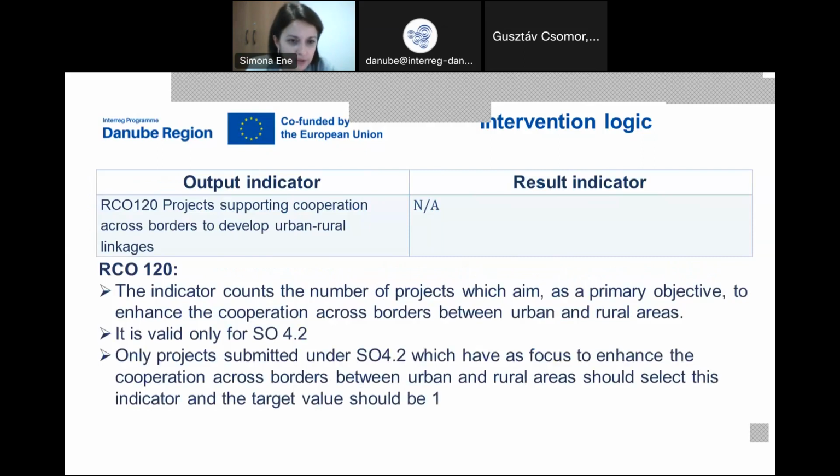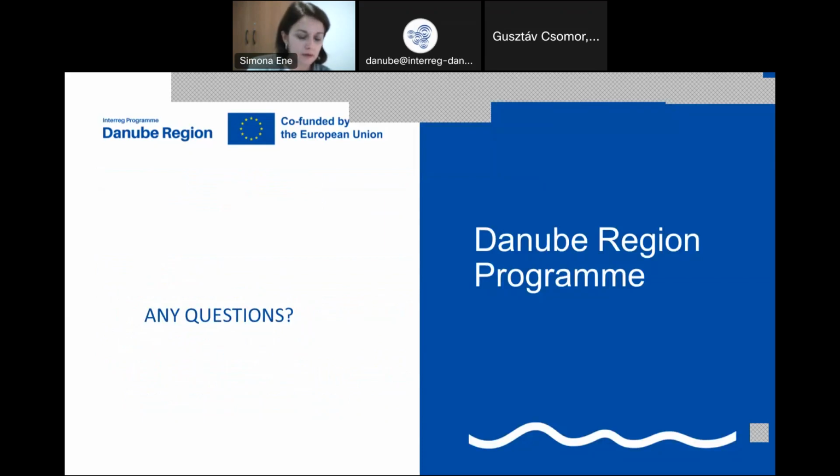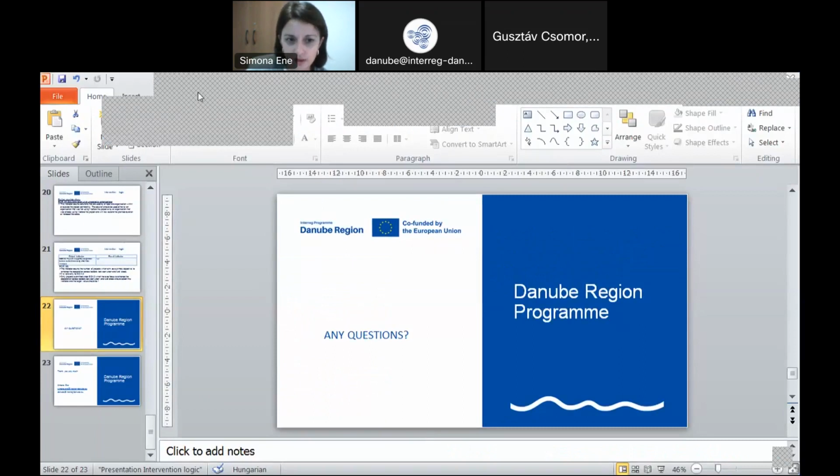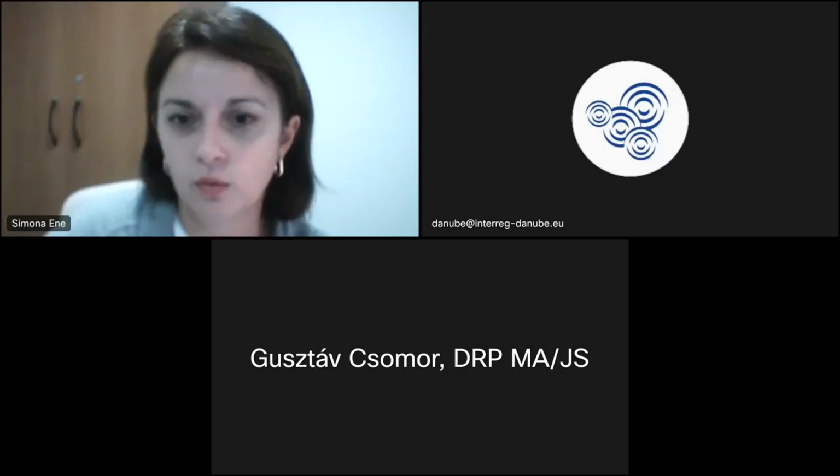We have another output indicator, which is projects supporting cooperation across borders to develop urban-rural linkages. This is a standalone output indicator as it counts number of projects. It's applicable only to the governance-specific objective 4.2. And here, only projects submitted under 4.2, if they have in the scope the development of urban-rural linkages, should select this indicator and always put the target value of 1. This was the presentation, and now I will stop sharing so I can see the questions and answers.